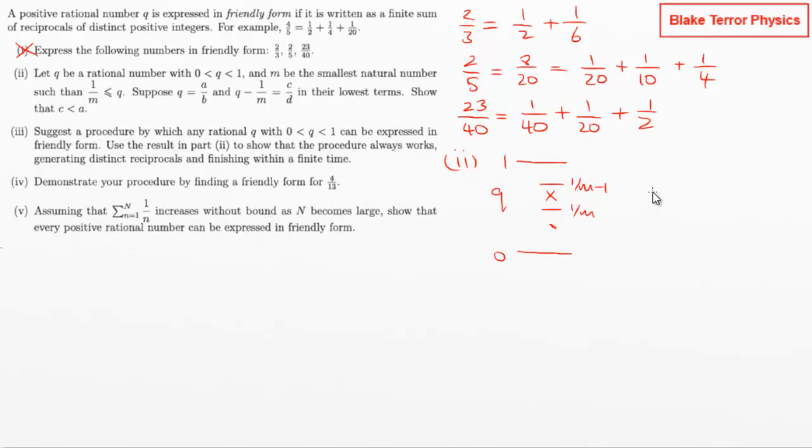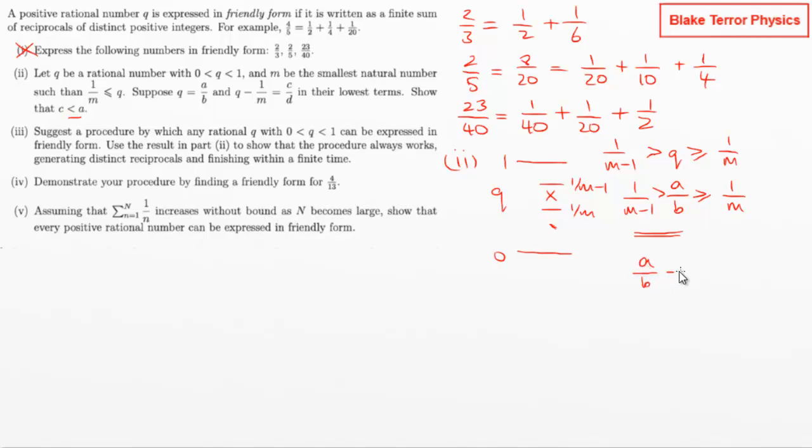Suppose q is all of those things, and we have to show that c is less than a. So we've got q is a over b. So q is greater than or equal to 1/m. So that's a over b is greater than or equal to 1/m. We certainly want to get a in there because we need a to be in an inequality. And q has to be less than 1/(m-1). So we can put that there as well. So that's good. And this one looks like it might be more useful because it doesn't have an equal sign in it, and we don't want an equal sign in the answer. So maybe that's what we want. I don't know.